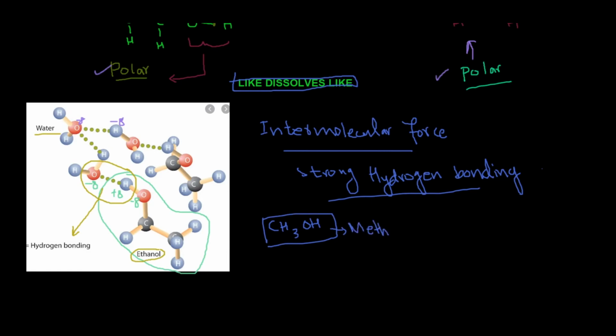Methanol is also soluble in water, and the reason is the same as we have discussed earlier: methanol is polar in nature. It makes hydrogen bonding with water. Now we will discuss the solubility of glucose in water, that is, why glucose is soluble in water.